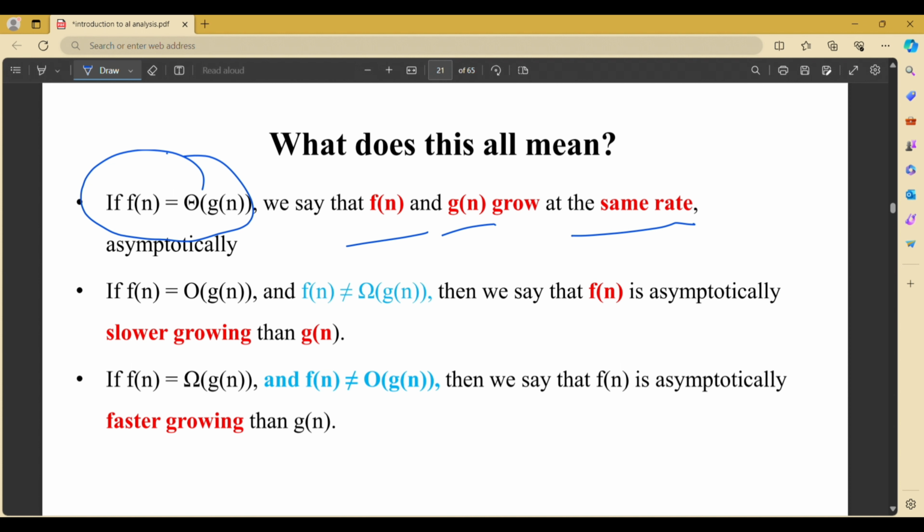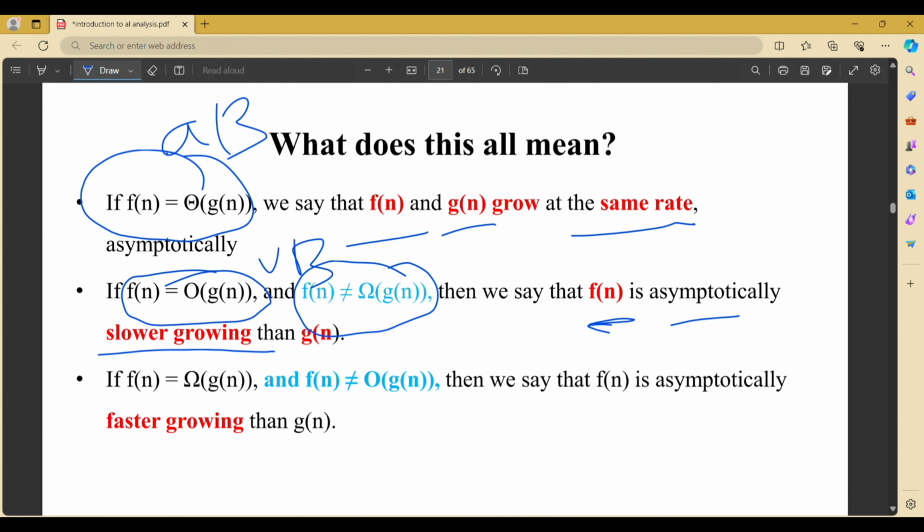Okay. So when f of n equal to big O of g of n and not big omega of g of n, then we say f of n is asymptotically slower growing. Big O notation is used in upper bound scenarios. This is average bound; big O notation is used in upper bound scenarios, in worst case conditions, because worst case means it takes more time. The time complexity increases in the worst case scenario. So f of n becomes slower growing than g of n. So that's why we can write f of n less than or equal to c into g of n.